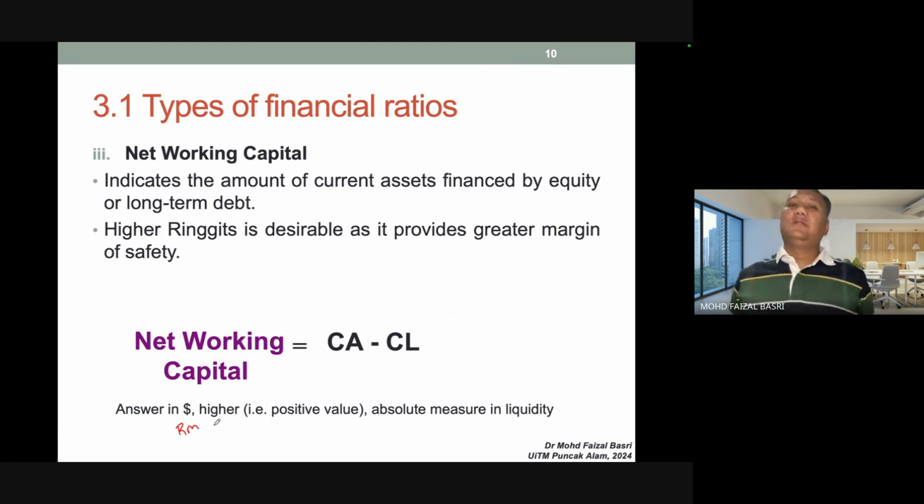Okay, so that's our first category, liquidity. So liquidity ada 3 ratio, I recap. Current ratio, quick ratio, and net working capital, and all using current assets dengan current liabilities sahaja. So we are referring to the balance sheets and only on these two information sahaja. The left hand side current assets, on the right hand side current liabilities.